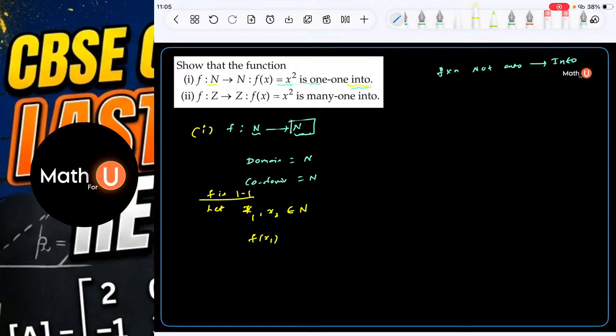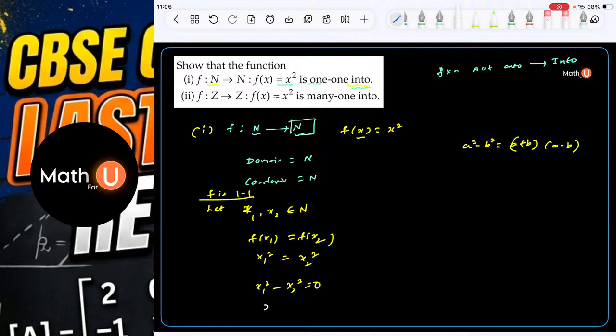Then f of x1 is equal to f of x2. What is the function here? f of x equal to x square. In place of x, take x1, we get x1 square is equal to x2 square. Take x2 square to this side, we get x1 square minus x2 square equal to 0. We know that a square minus b square is equal to a plus b times a minus b. Use this formula, we get x1 plus x2 times x1 minus x2 equal to 0.